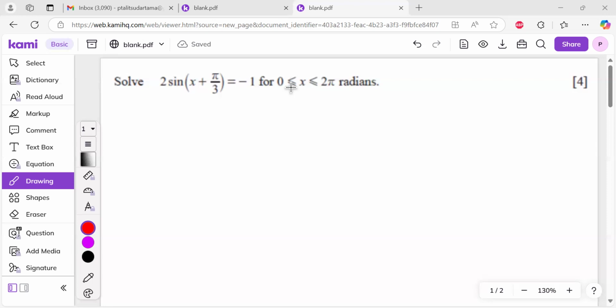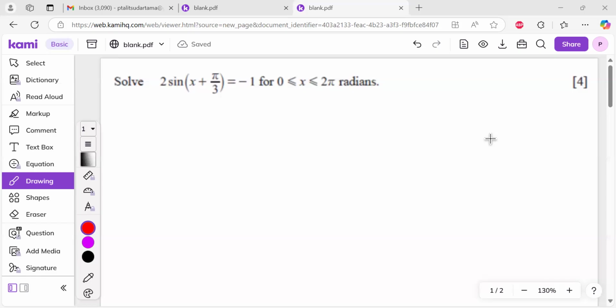Okay, right. So the question is: solve 2 sin(x + π/3) = -1, for x greater than or equal to 0 and less than or equal to π radians.